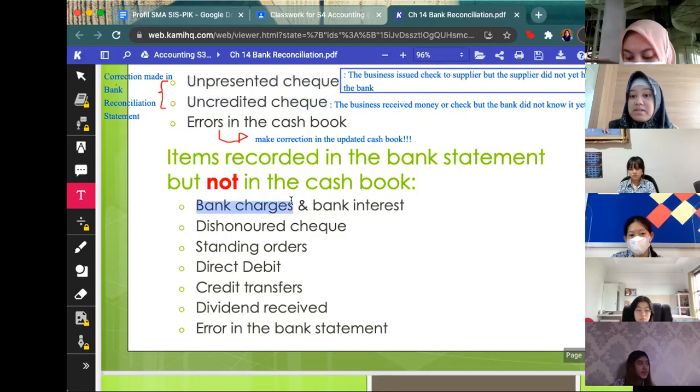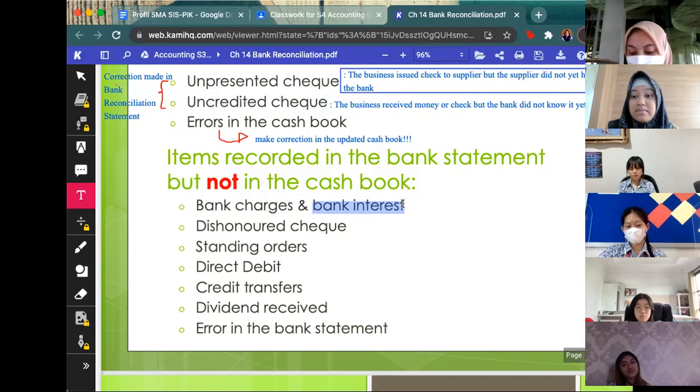Bank charges is administration. Do not be confused with the name. Get used to this name. Bank charges is called administration. It means money out. It will deduct your money.